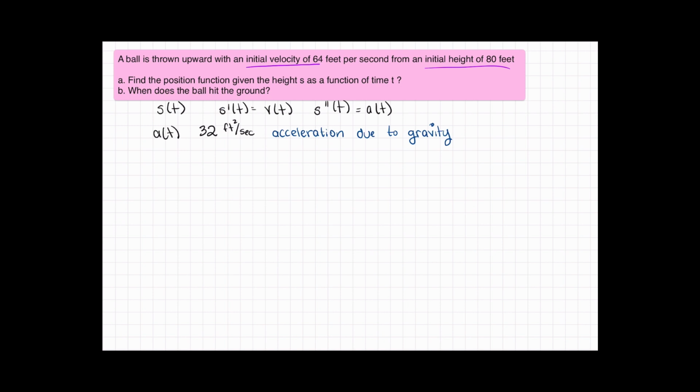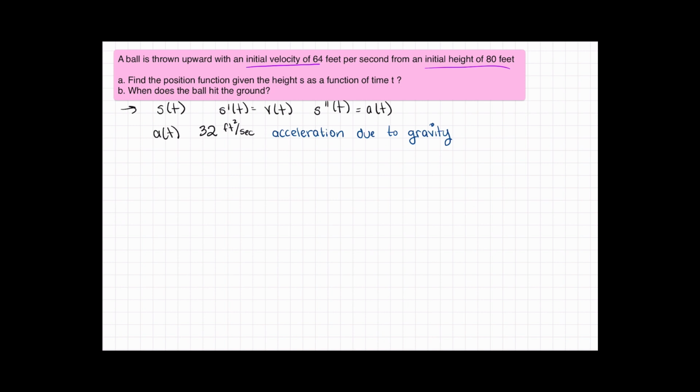Then the question asks us, find the position function given the height as a function of time, and then when does the ball hit the ground? So this is a two-parter. There's some background knowledge involved. At this point, hopefully we know that position is related to velocity, and velocity is related to acceleration, all through derivatives. So the derivative of the position is velocity, the derivative of velocity is acceleration.